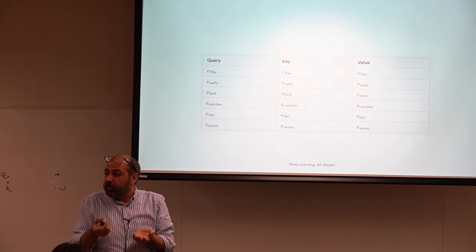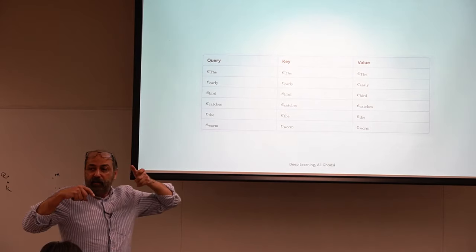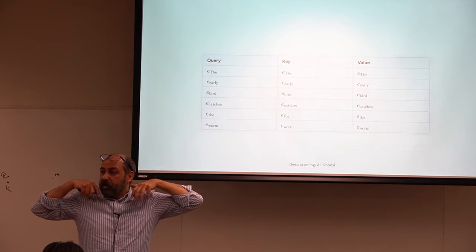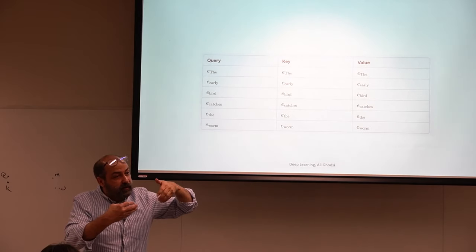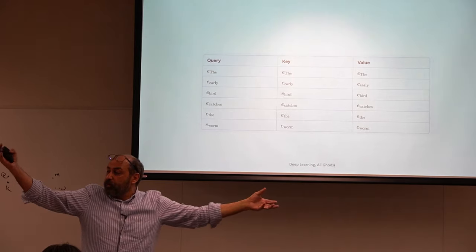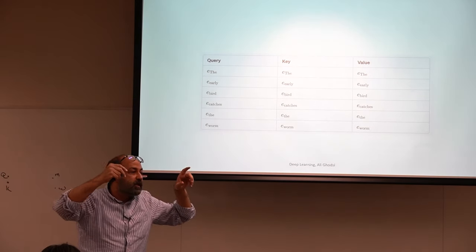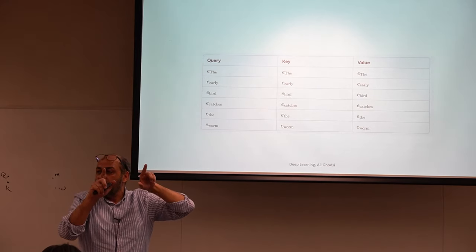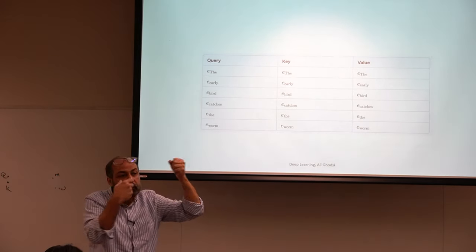So inherently, these vectors don't show any similarity. This is something that I have to learn. How should I learn this? I have a huge amount of data, and possibly in many cases I have these two words together, early bird, which conveys the concept of being prompt.